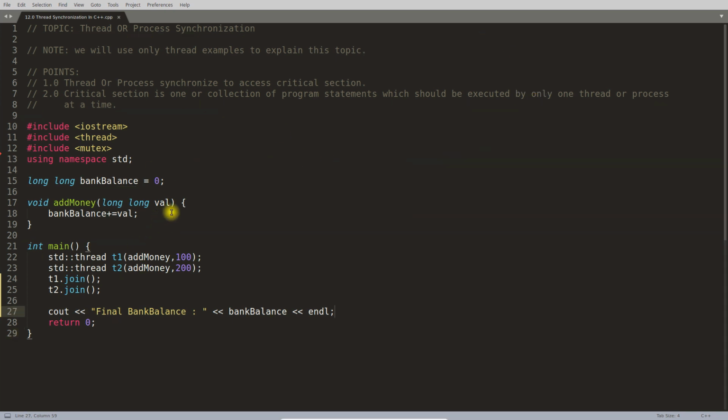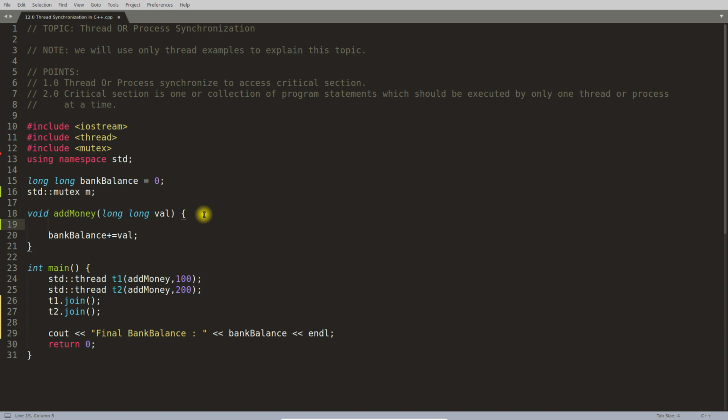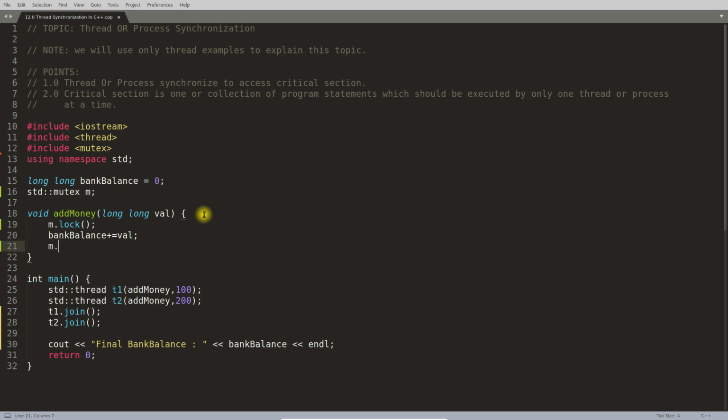So the solution to this is using a mutex. std::mutex is a class. So there is a mutex, and that mutex should be common between the threads. Then only you can lock that and have a synchronization using the mutex. So m.lock and m.unlock, and you are done. You have synchronized your bank balance access across the threads and you are safe.